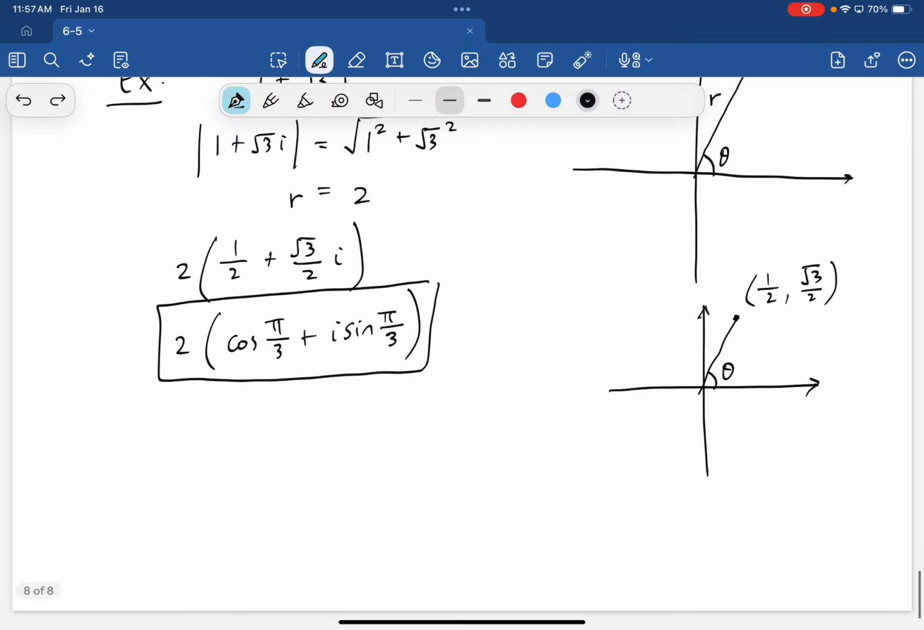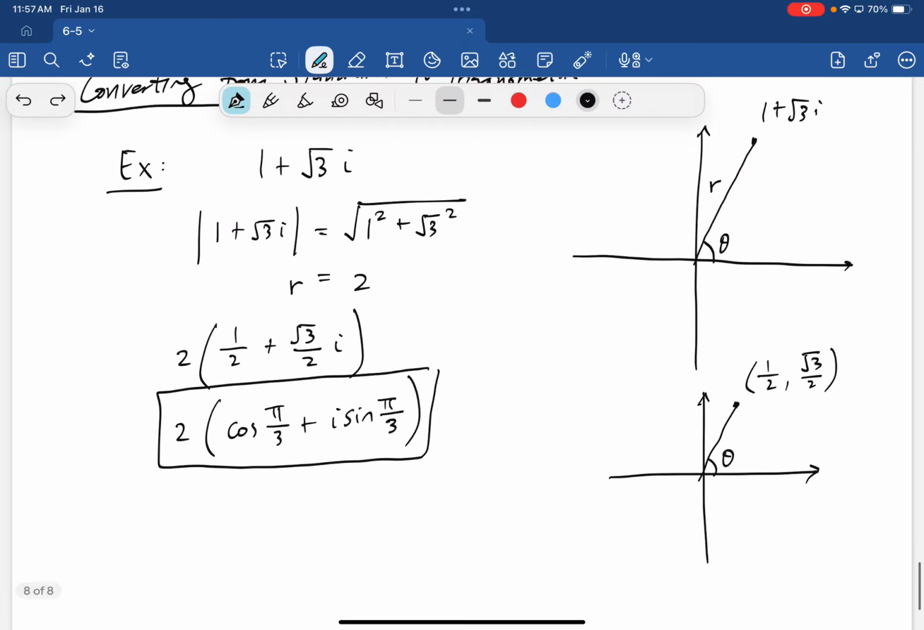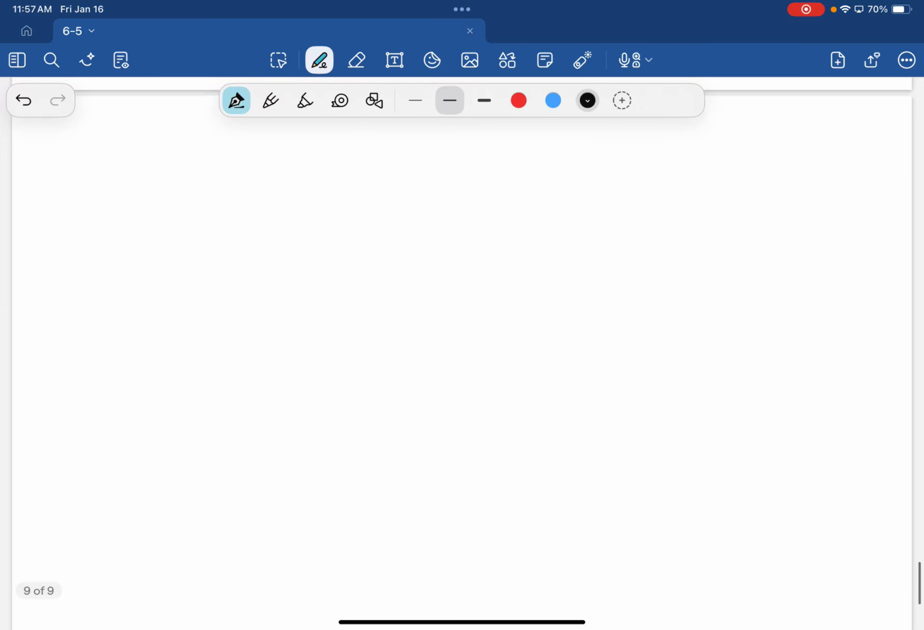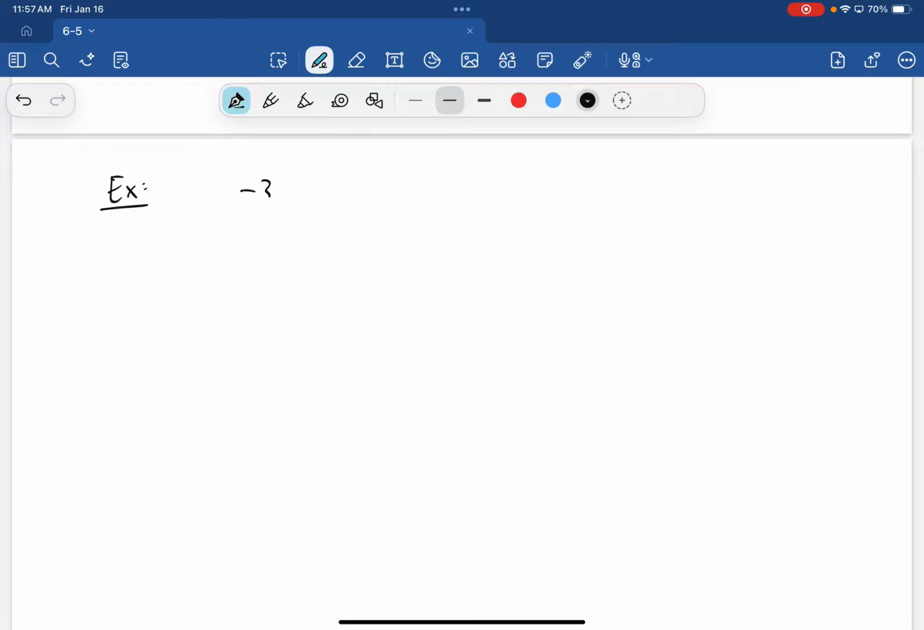All right. So this works whenever we have easy angles, angles that we know well from the unit circle, like pi over 6, pi over 4. However, that's not always the case. Suppose we have a complex number like -3 plus 4i. If we were to graph that, that will be here, -3 plus 4i.